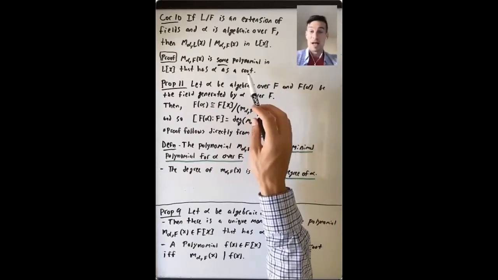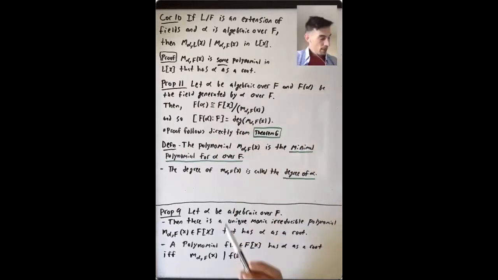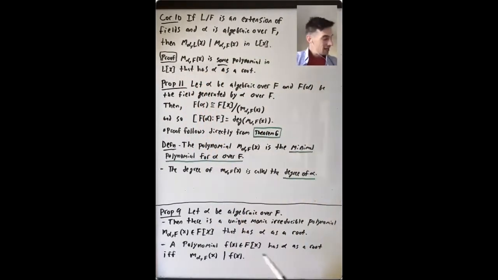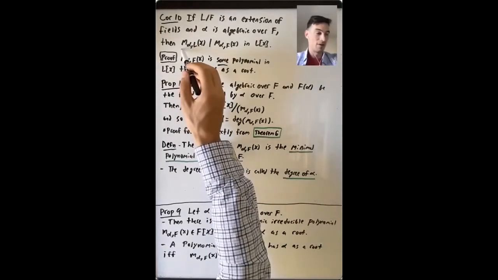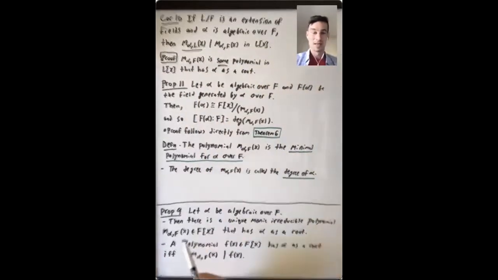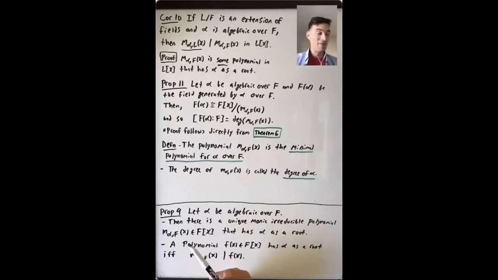It also gives a polynomial in L bracket x. But we know that there's this unique monic irreducible polynomial M alpha L of x. And any polynomial in L bracket x that has alpha as a root is divisible by this one special polynomial here. So that's the whole proof. Okay, proposition 11 is also an immediate corollary of this proposition 9.